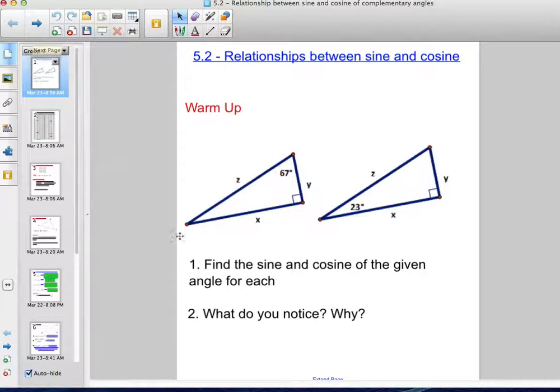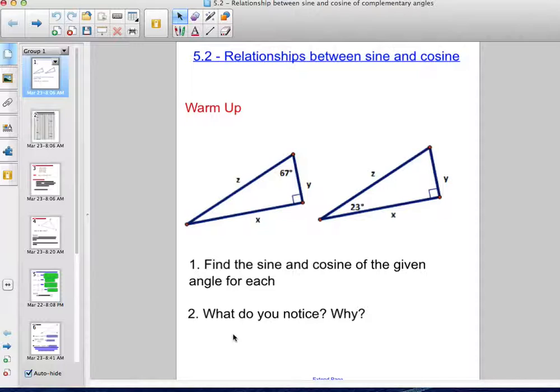All right, so if you did the sine of 67 degrees, you'd find that the sine of 67 is going to be x. So we have our sine, opposite over hypotenuse, x over z. And then if you did the cosine of 67, you would have found it would be adjacent over hypotenuse, so y over z. Similarly, if you did the sine of 23, you would have found that same y over z, which was like the cosine of this guy over here. And then if you did the cosine of 23, you would have found that it was x over z, which is just like the sine of 67. So what do you notice and why?